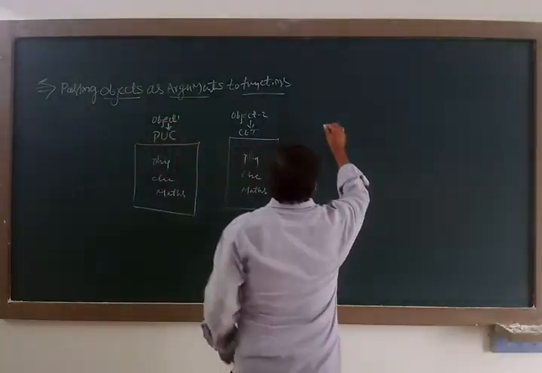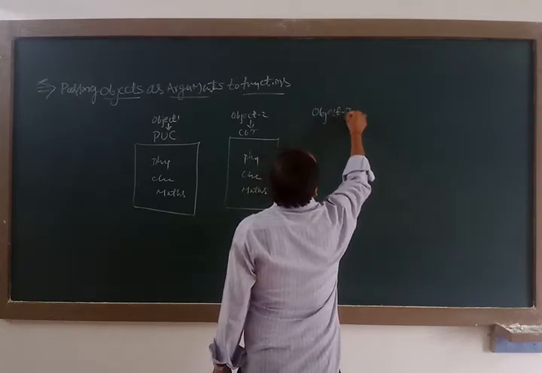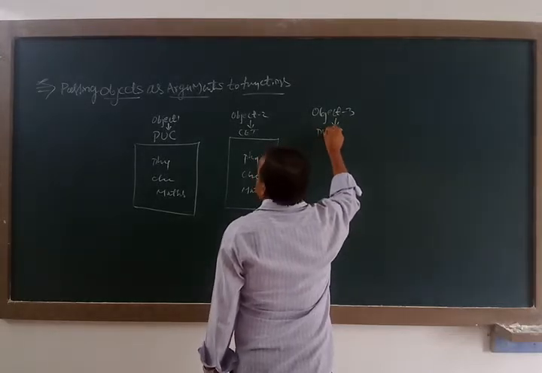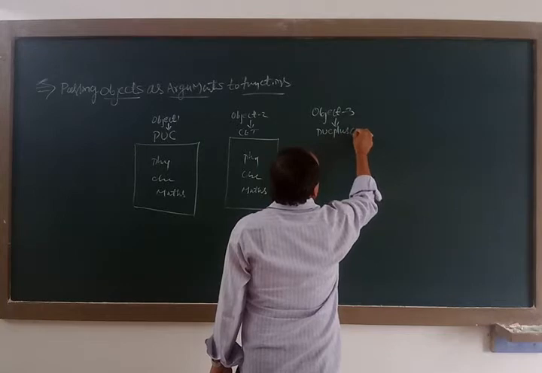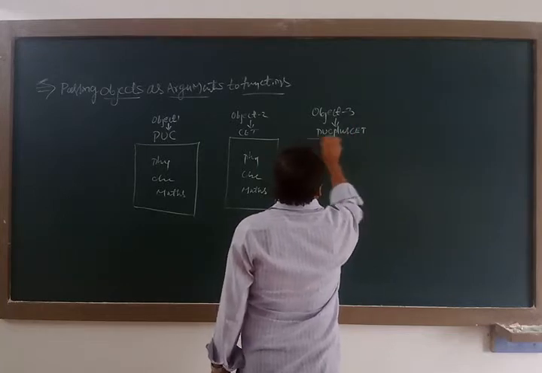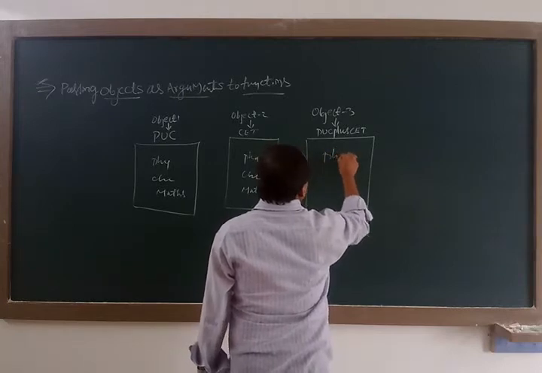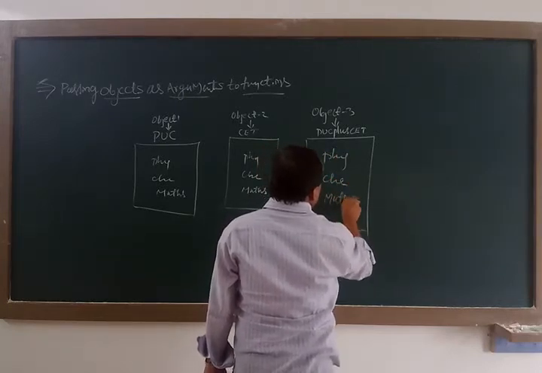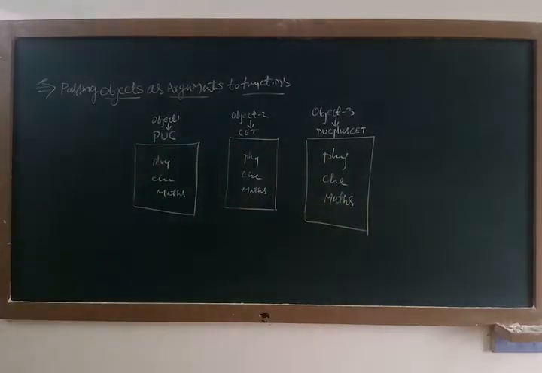Now consider another object, object 3, that is PUC plus CET. This also contains physics, chemistry, maths.